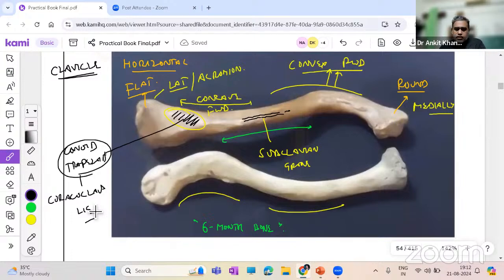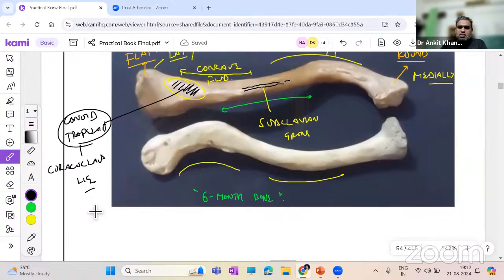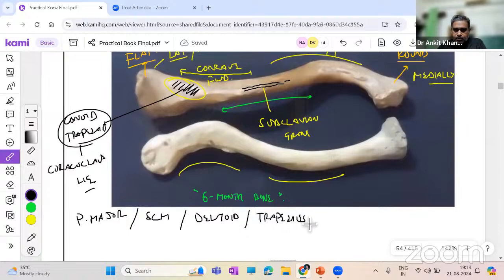Then about the attachments, obviously, there are 3-4 major muscles that you should know in this particular bone, which will be asked. One is pectoralis major. Second muscle is sternocleidomastoid. Cleido means clavicle. Then deltoid and trapezius. These are the 4 big muscles attached onto the clavicle. You should at least tell which is medial and which is lateral. Deltoid and trapezius are found on the lateral aspect, and pectoralis major and SCM are found on the medial aspect. One anterior, one posterior, like that. So these are the 4 major muscles that you should know.